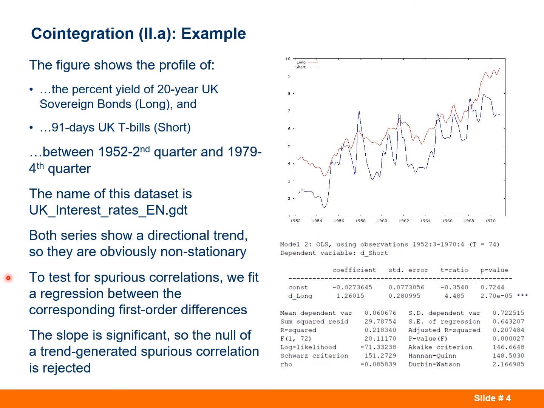To test for spurious correlation, we fit a regression between the corresponding first-order differences. So the dependent variable is D short, the explanatory variable is D long, and as we see, we have here a coefficient which is large, it is significant, and it is close to 1. The slope is significant, so the null that a trend-generated spurious correlation exists between these series is rejected.